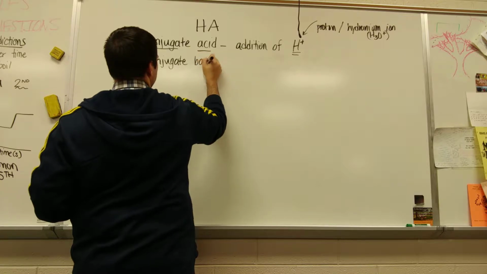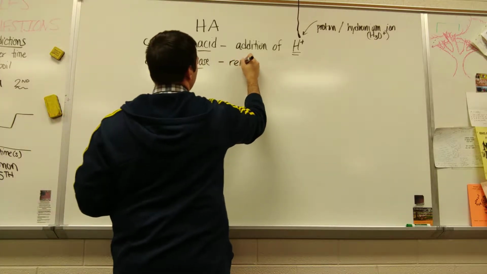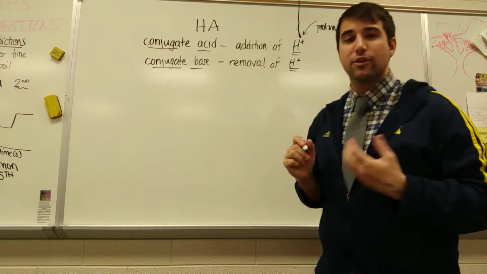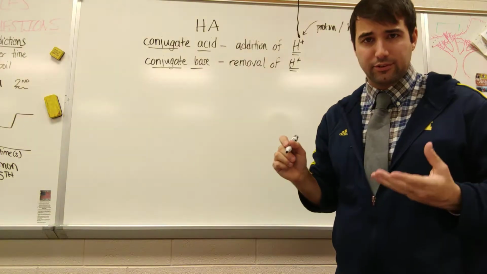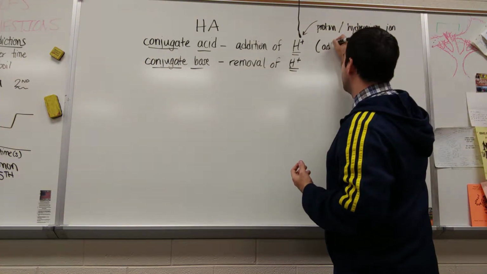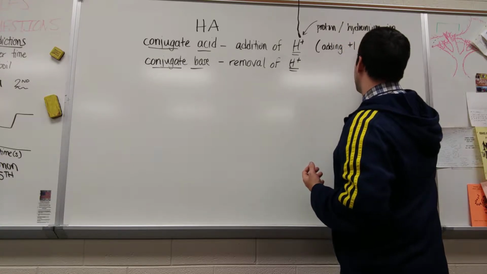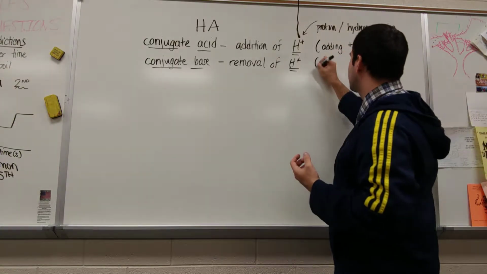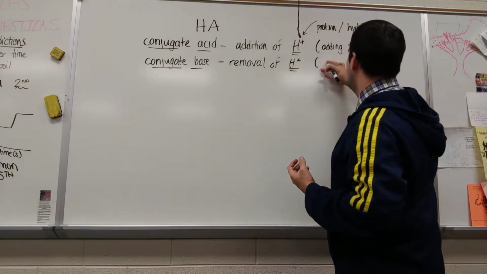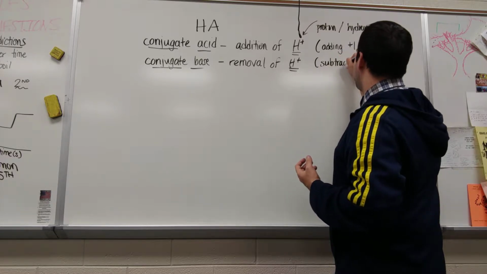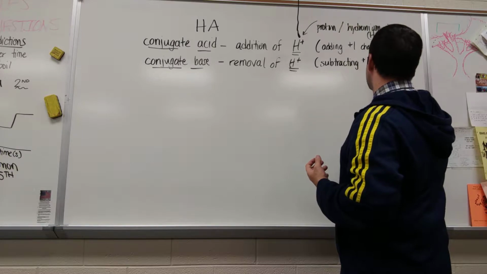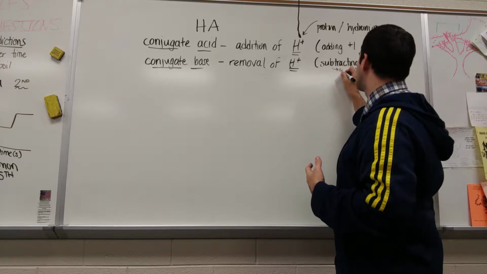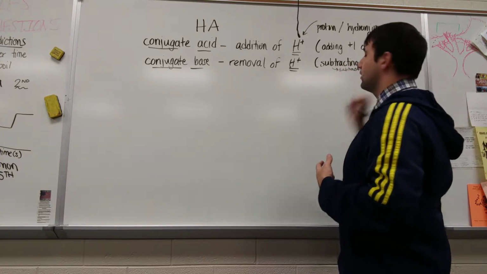A conjugate base is the removal of H+. And a note here is that when I add H+ to make my conjugate acid, I'm adding a +1 charge. When I'm removing an H+, I'm subtracting a +1 charge. Typically it's going to give me a -1, or I'm going to subtract 1 from the charge.